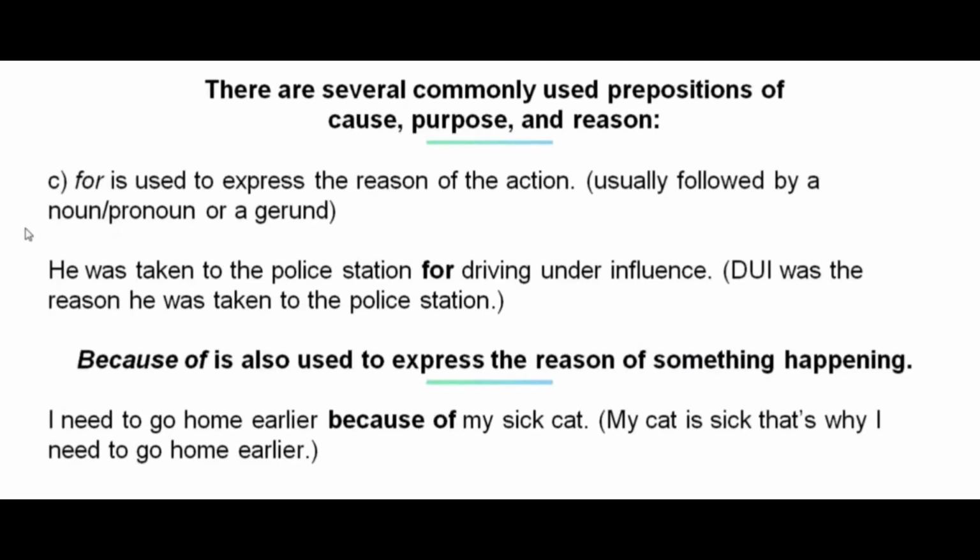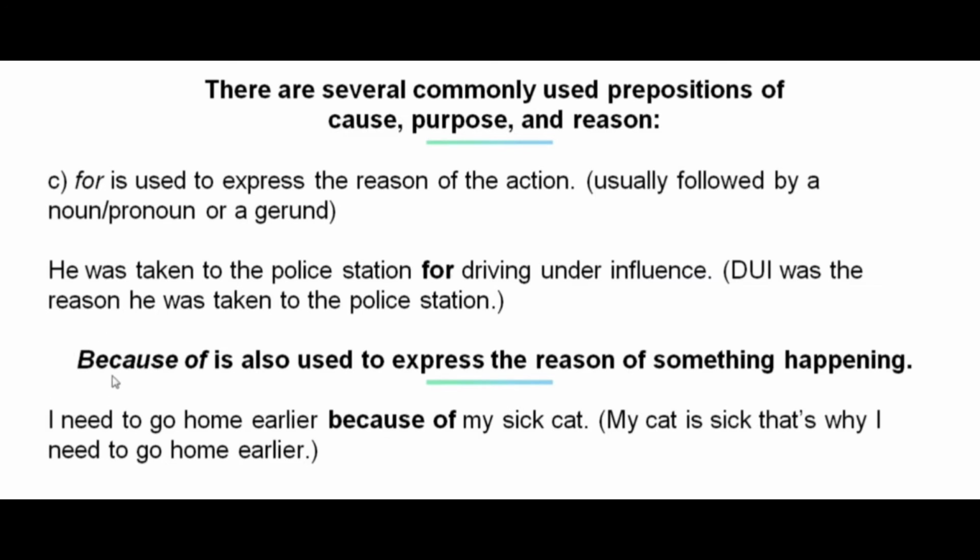C. For. "For" is used to express the reason of the action. Remember that it's usually followed by a noun or pronoun or gerund. For example, he was taken to the police station for driving under influence. Now, DUI was the reason he was taken to the police station.